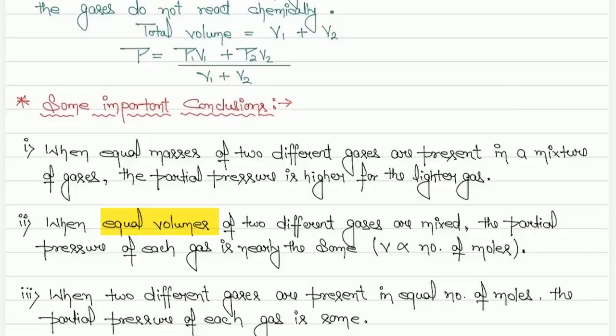Rule number 2 focuses on equal volumes. As highlighted in the conclusions, mixing equal volumes of different gases means partial pressures are nearly identical. And Rule 3 is the final takeaway. With the exact same number of moles, partial pressures are identical, regardless of mass.